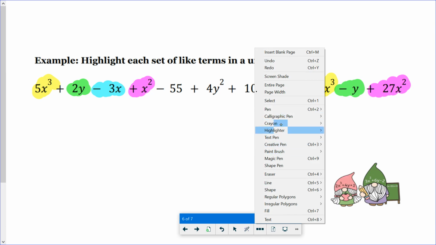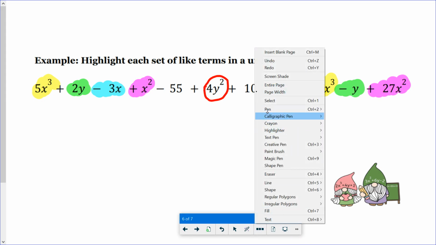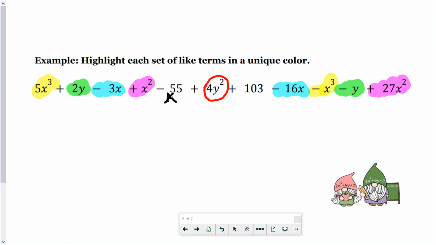I'm going to skip over one here. When I have 4y squared, I don't have any like terms, so that is on its own. And then the two that I did not highlight are like terms with each other too, so I'm going to put a little star next to them to say that these two are also like terms to each other. Okay. So hopefully you have done some identifying of your like terms.